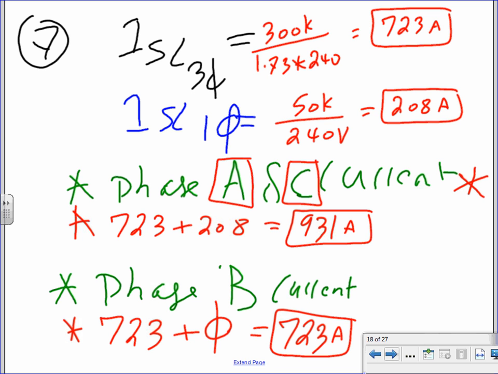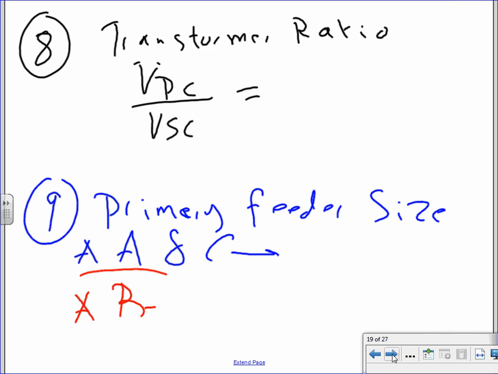Number 6 and number 7 are really the hardest ones to understand because there are 2 components: one single phase, one 3-phase. Rest is history. Transformer ratio, guys, primary coil over secondary coil, which is 2400 over 240. That will get you a healthy 10, and the ratio will be 10 to 1.